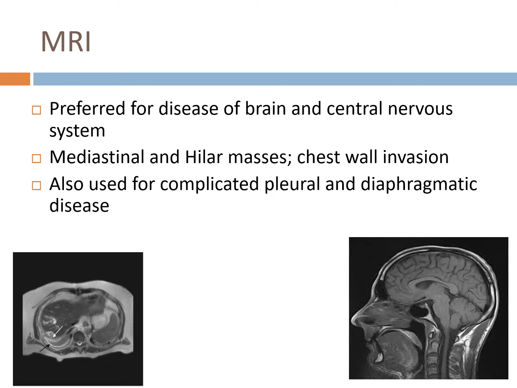It's the preferred scan for diseases of the brain and the central nervous system, looking for mediastinal and hilar masses, chest wall invasion, also used for complicated pleural and diaphragmatic disease. A lot of times it's the head, sometimes the chest and the abdomen. It can show necrotic tumors, lymph nodes in the hilar region, keeping in mind that breathing causes artifact.